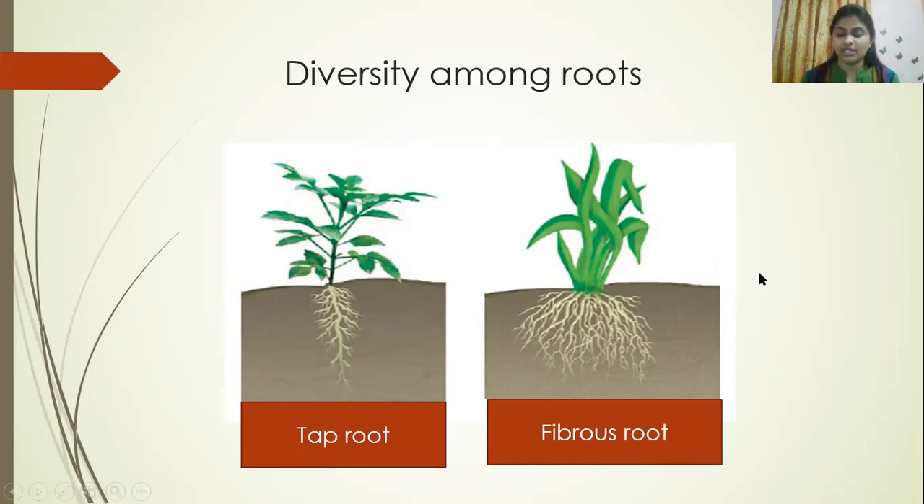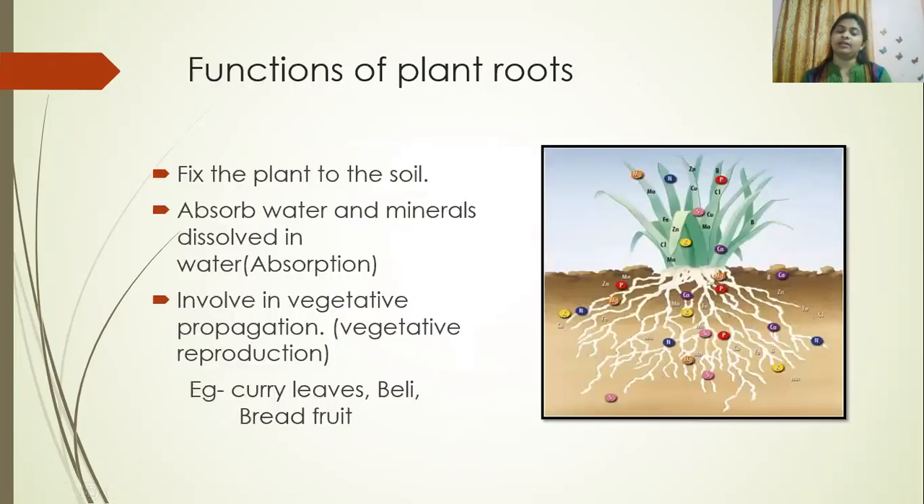We'll learn about them in detail, right? Functions of plant roots. Now, there should be a purpose of plant roots. Why are the roots there? They are doing a lot of things. They are fixing the plant to the soil. Roots are used to fix the plant to the soil. In this picture also you can see the plant is tightly fixed to the soil because of the well-grown root system. Then absorb water and minerals dissolved in water.